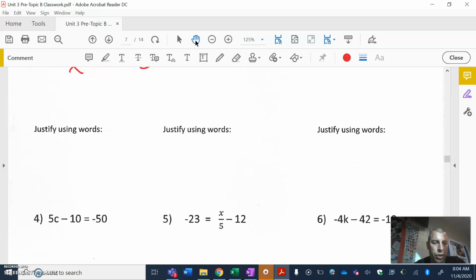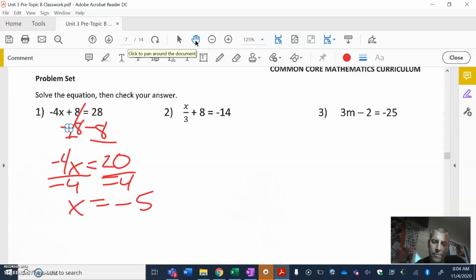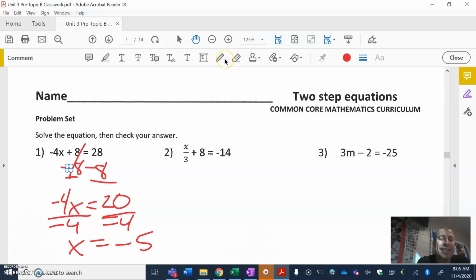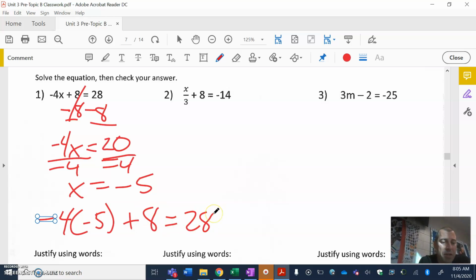Now, our check step. Yes, we do want to look at the check step just to make sure. I know they're not asking you to do it, but I want you to be aware of it. The idea is when you plug it in, if we plug into the very beginning, it would be negative 4 times the negative 5, because they're right up against it, and then plus 8. And we want to know, does that really give me 28? Well, negative 4 times a negative 5, that's a 20. So is 20 plus 8 really equal to 28? It is. So I know I've got a winning answer.